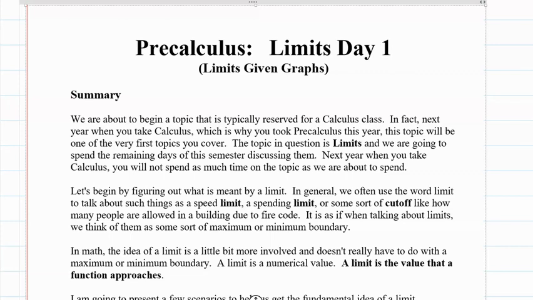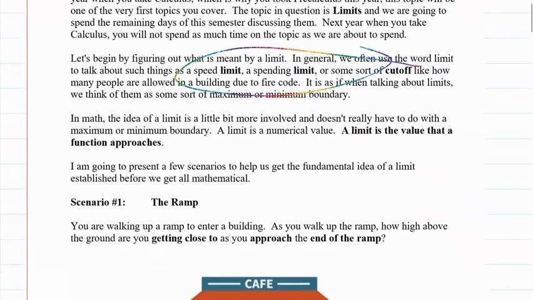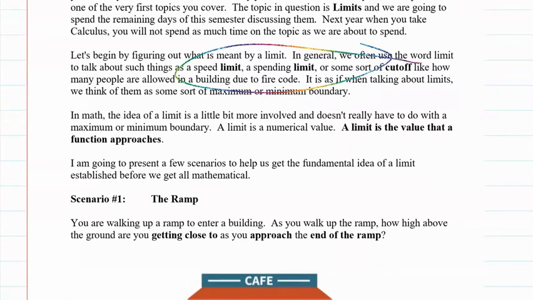And when we talk about limits, sometimes we talk about a speed limit, a spending limit, or a cutoff, like how many people are allowed in the building according to fire code. We think of some sort of maximum or minimum boundary. In math, the idea is a bit more involved. A limit is a numerical value that a function approaches.